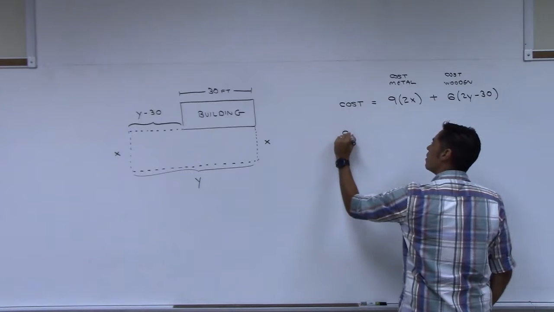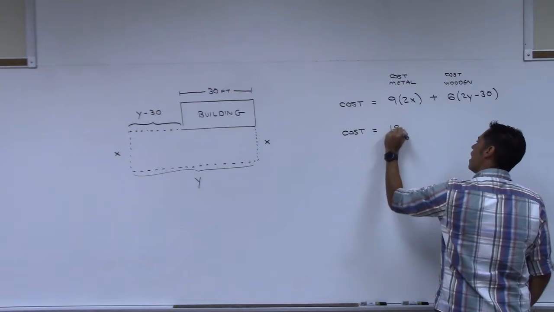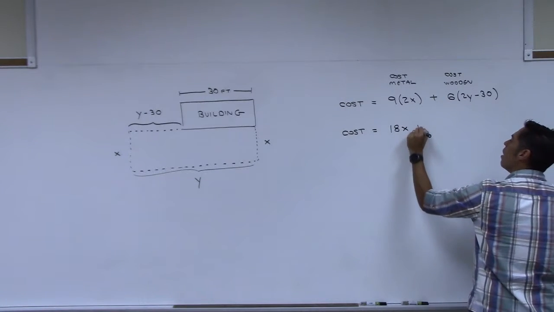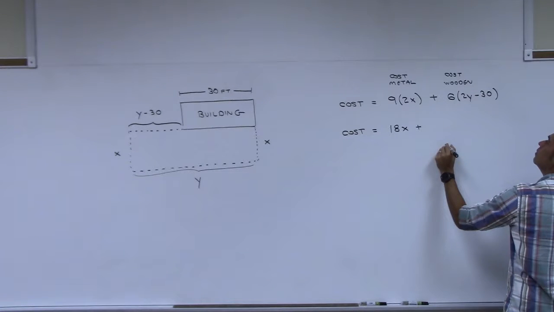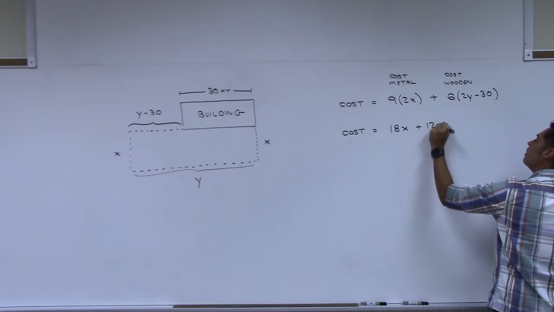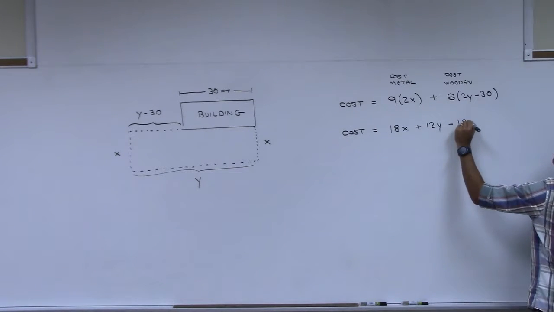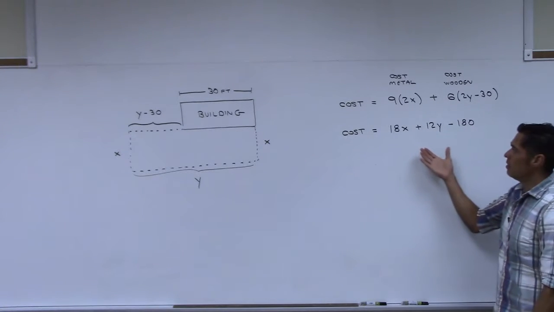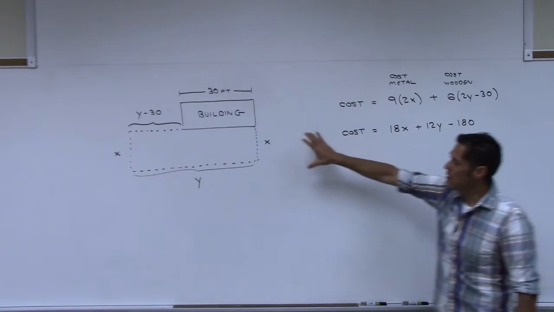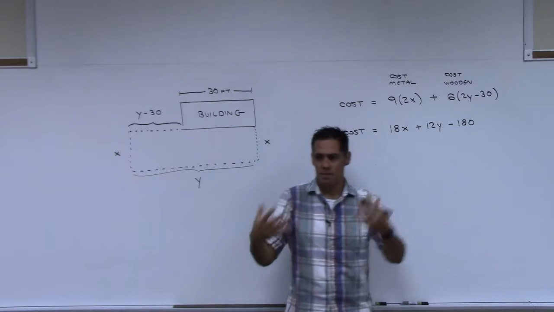The cost is going to be 18x plus what? 12y minus 180. Agreed? That's how much it's going to cost me to build this fence. 18 times whatever the x measurement is, plus 12 times the y measurement, subtract 180, that's my total cost.